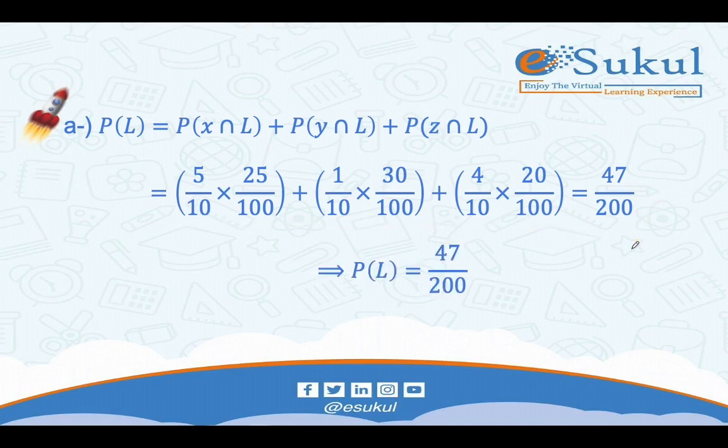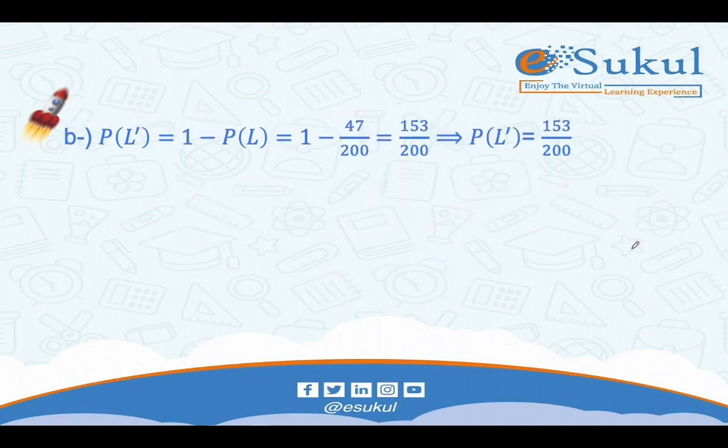In B, the question says the man will not have lunch. To have the probability for him not to have lunch, you just take 1 minus the probability for him to go for lunch. Having that value, we have 153 on 200.